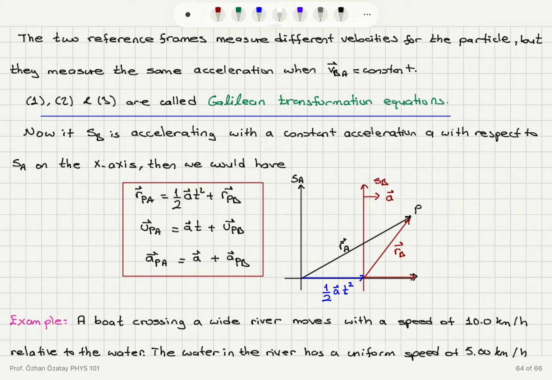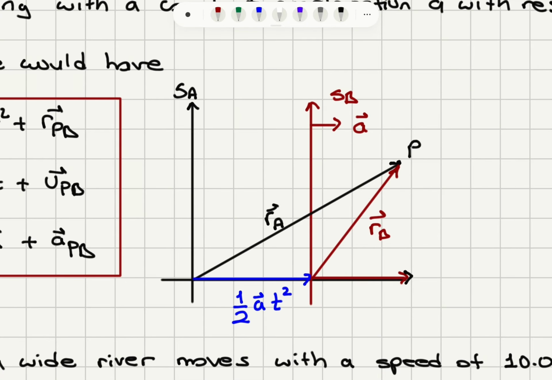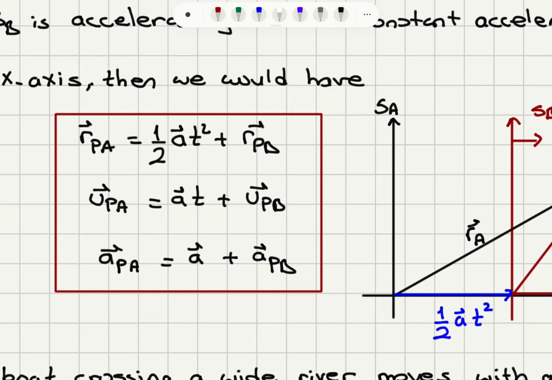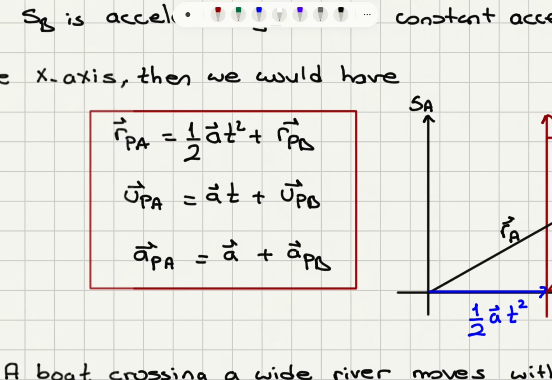Now let's look at another case. The B reference frame is accelerating with respect to the A reference frame. At t equal to 0, the origins coincided. So if I do the same exercise, as time goes by, the origin of B has moved away a distance 1/2 at squared in time interval t. So RPA, the position reported by the A reference frame, and RPB, the position reported by the B reference frame, have a relationship. RPA is 1/2 at squared plus RPB. So these vectors add up.